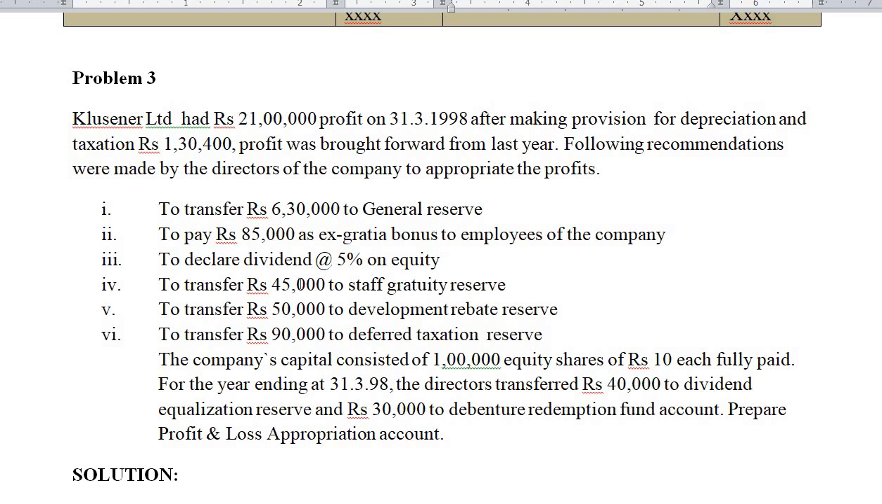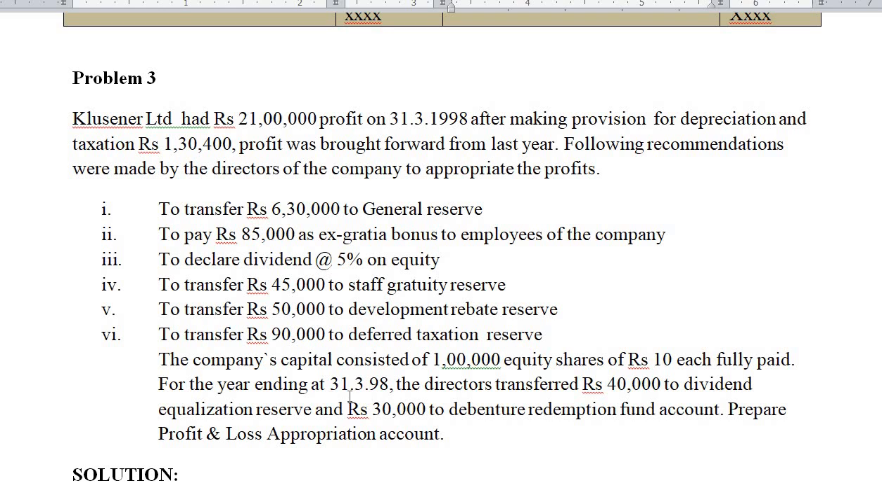We will see what the equity share is in the coming points. Okay, so to transfer 45,000 to staff gratuity reserve. So this is also a kind of reserve, so it will be transferred in the debit side. 50,000 to development rebate reserve and 90,000 to deferred taxation reserve. So all these reserves come under the debit side. Okay, the company's capital consisted of 1 lakh equity shares of rupees 10 each fully paid. So for 1 lakh equity shares of rupees 10, fully paid, the total amount of equity shares will be 10 lakh. For this 10 lakh only, you're going to provide this dividend of 5%.